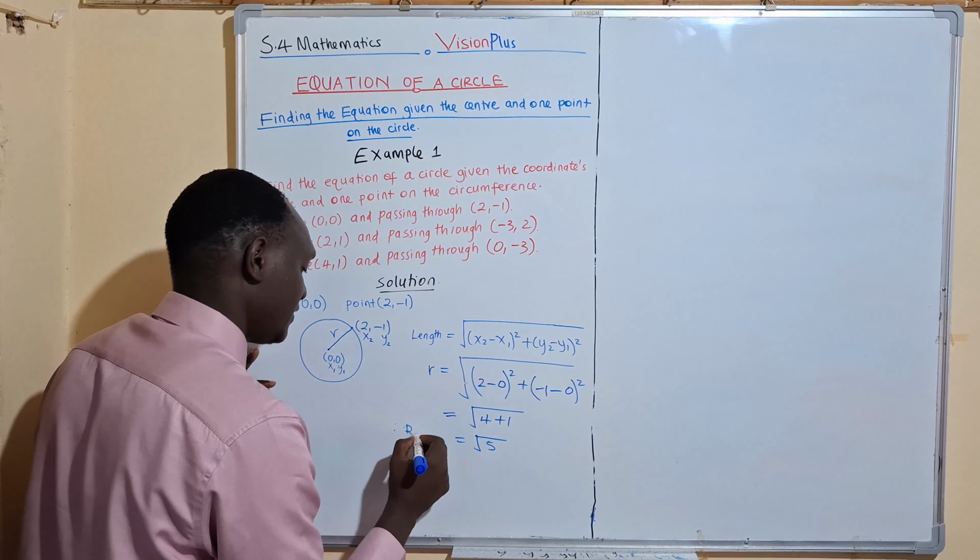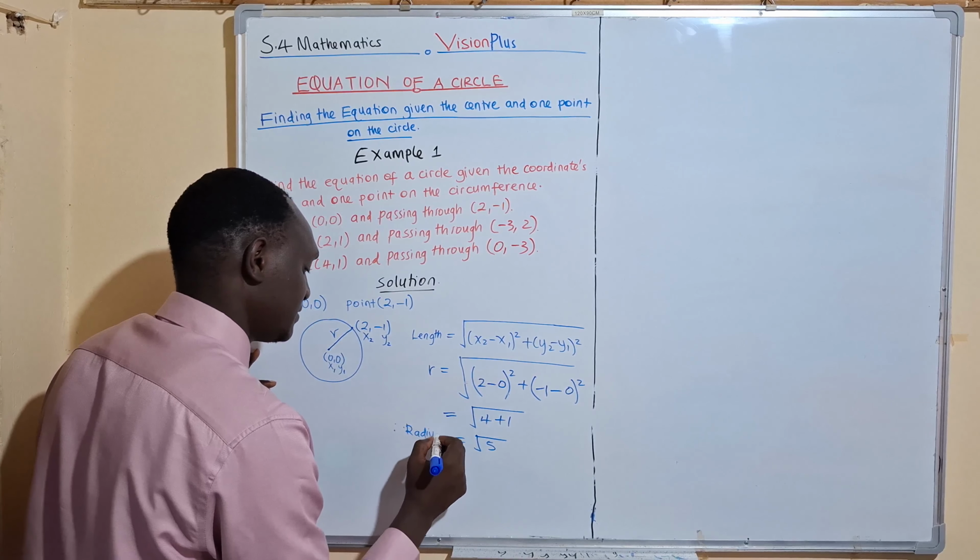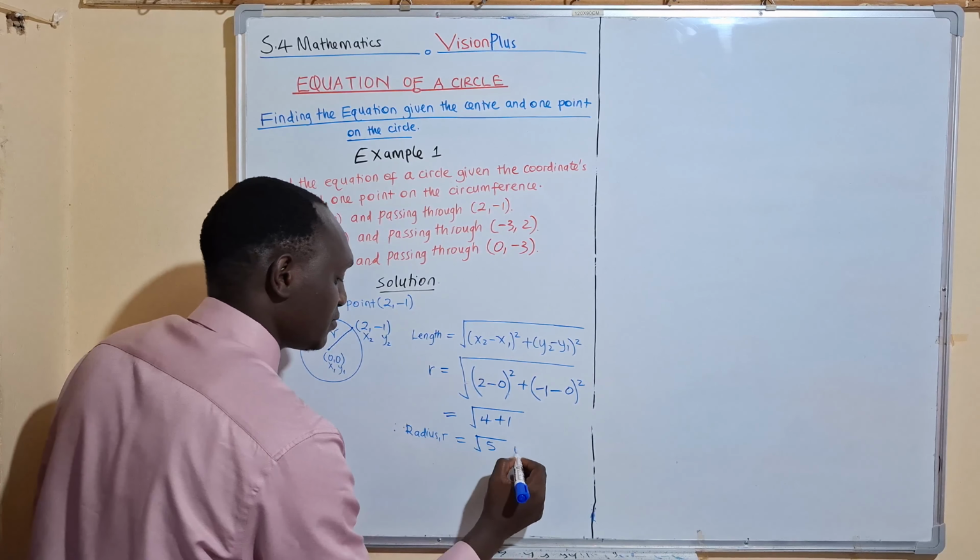Therefore, the radius r is root 5 units.